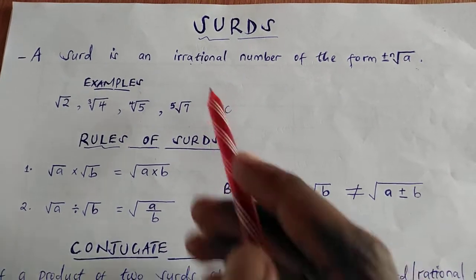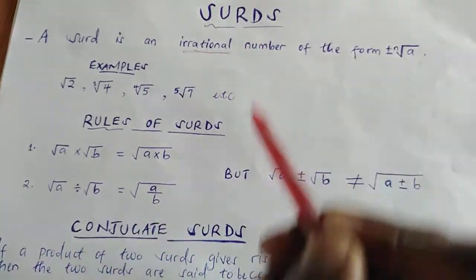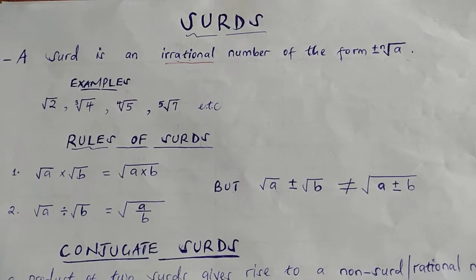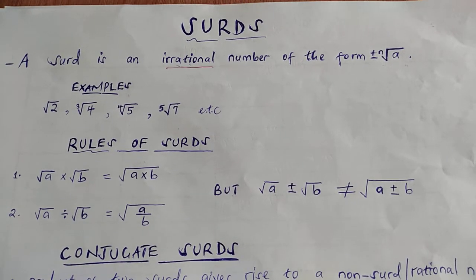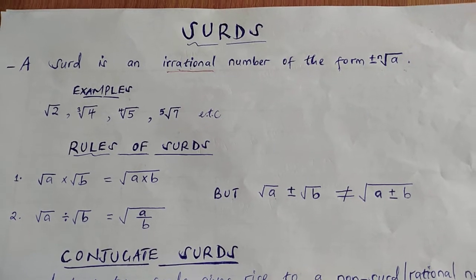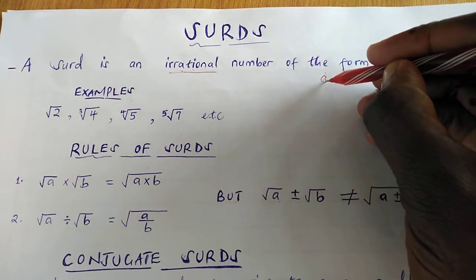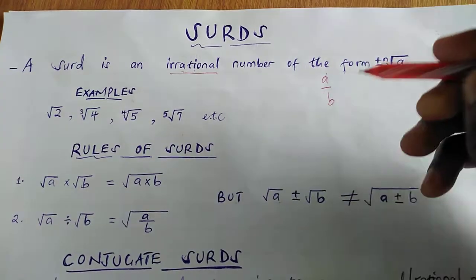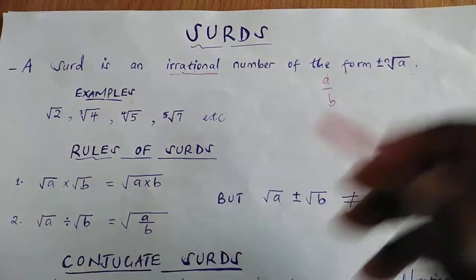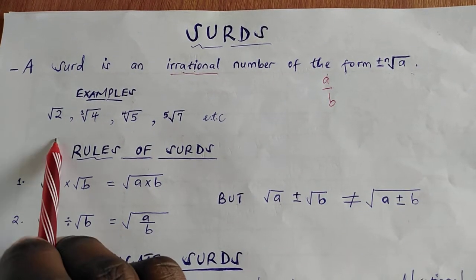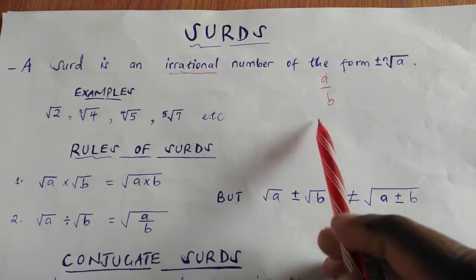An irrational number in this case means a number that cannot be written in a fraction form. For example, a over b. A over b is a fraction form. An irrational number like root 2 cannot be written in this form.